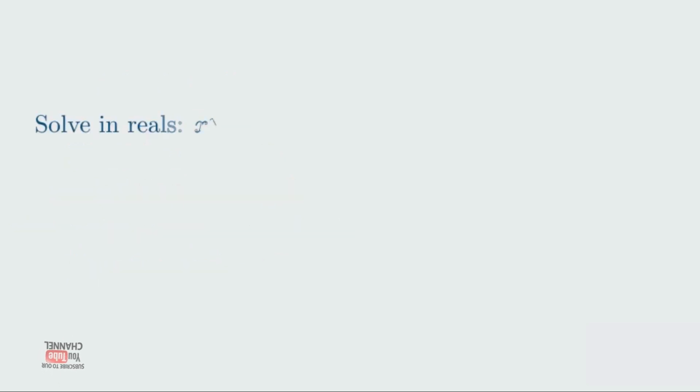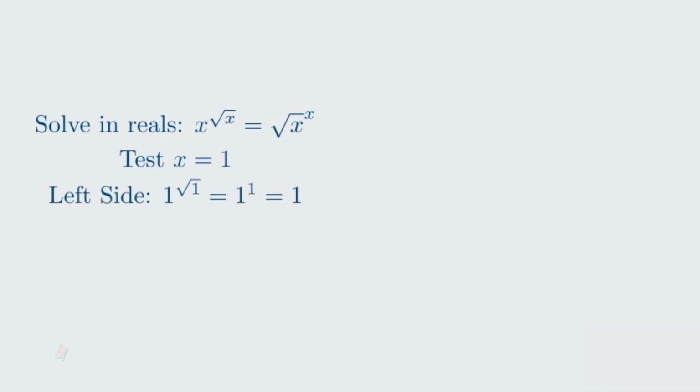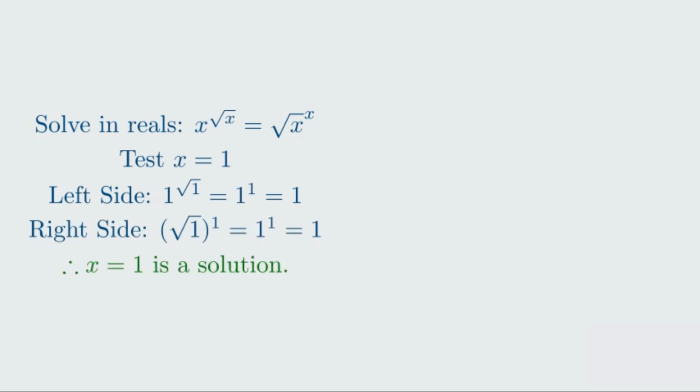Now that we've set our domain, let's look for a simple solution. What happens if x equals 1? Let's test x equals 1. Substituting it into the left side, we get 1 to the power of the square root of 1, which is 1 to the power of 1. That's simply 1. For the right side, we have the square root of 1 raised to the power of 1, which is also 1. Since both sides equal 1, x equals 1 is a valid solution.